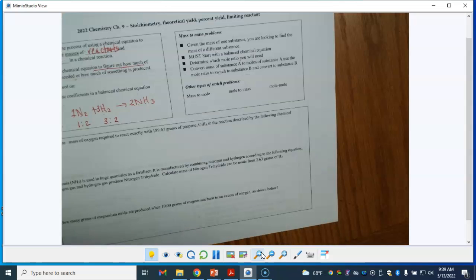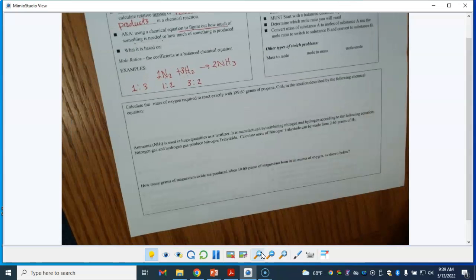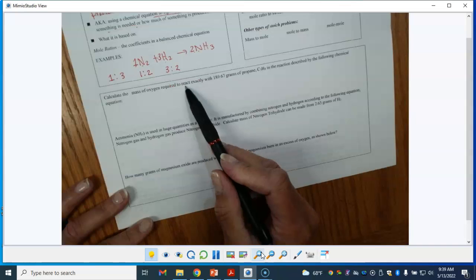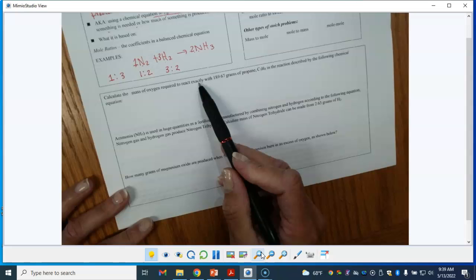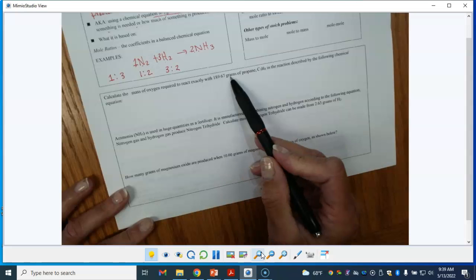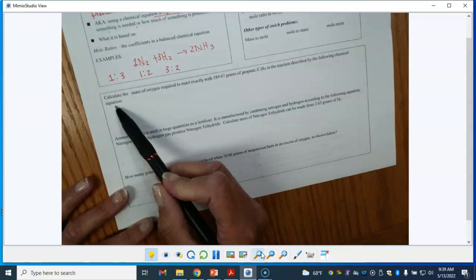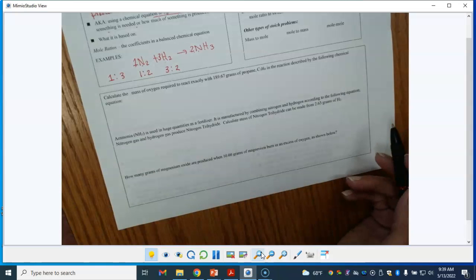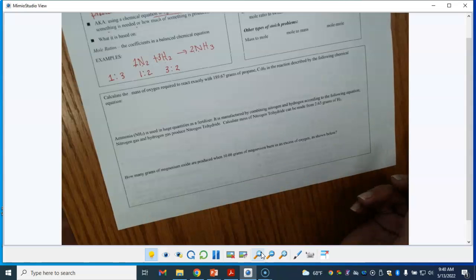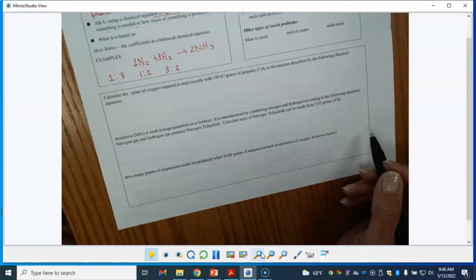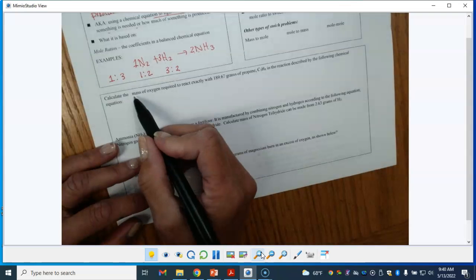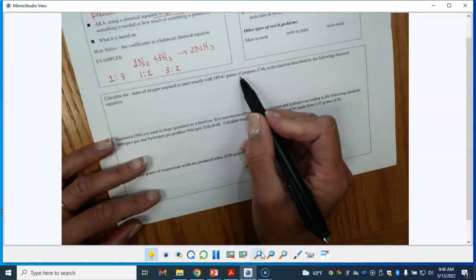Okay, so let's just get started here. Okay, our first stoichiometry problem says, calculate the mass of oxygen required to react exactly with 189.67 grams of propane in the reaction described by the following chemical equation. Okay, so let's go ahead and write that chemical equation. Those of you who are in honors, you guys are going to have to come up with the equation yourself. Those of you in Gen Chem, I'll give you the equation. So calculate the mass of oxygen required to react with that many grams of propane.